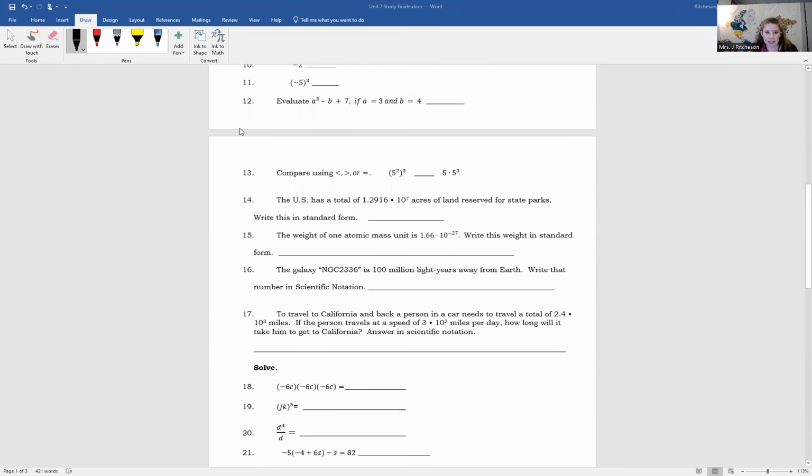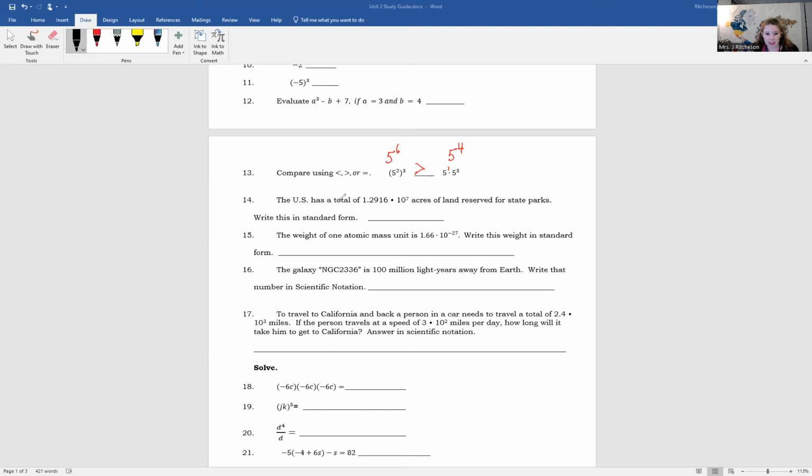All right, number 13, we're using greater than, less than, or equal to. So you've got to remember those exponent rules. If you have a power raised to a power, you multiply. So this is 5 to the 6th power. And this one, we have 5 to the 1st times 5 to the 3rd. So we're going to add those exponents. So this is 5 to the 4th. So the first number is greater than the second number.